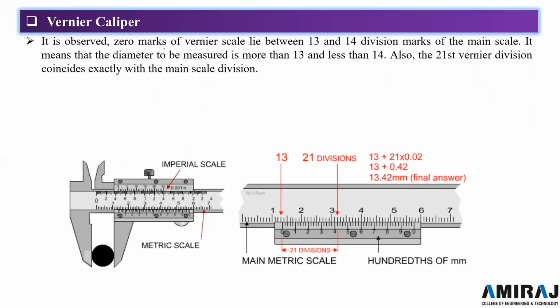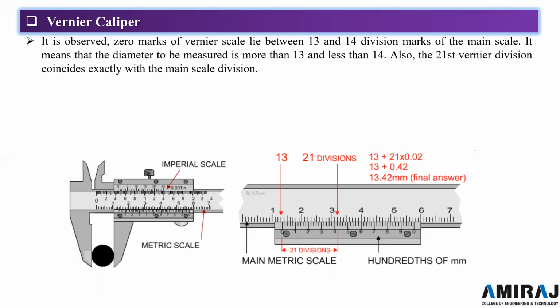So it is observed that the zero mark of the vernier scale lies between the 13 and 14 division marks of the main scale. OK, so the zero line here is between 13 and 14, and it means that the diameter to be measured is more than 13 and less than 14. That is, the diameter is greater than 13 but less than 14.